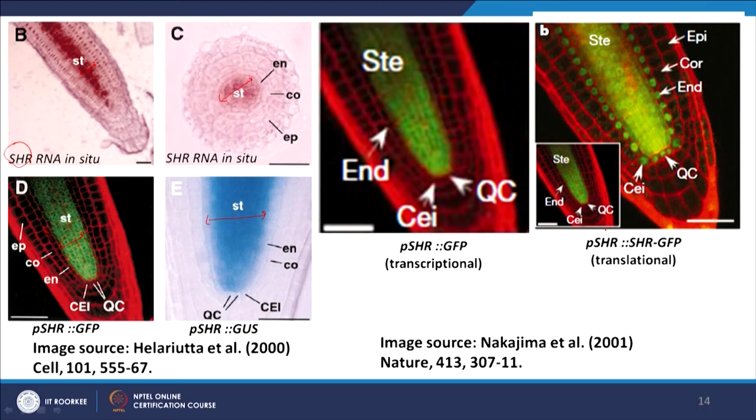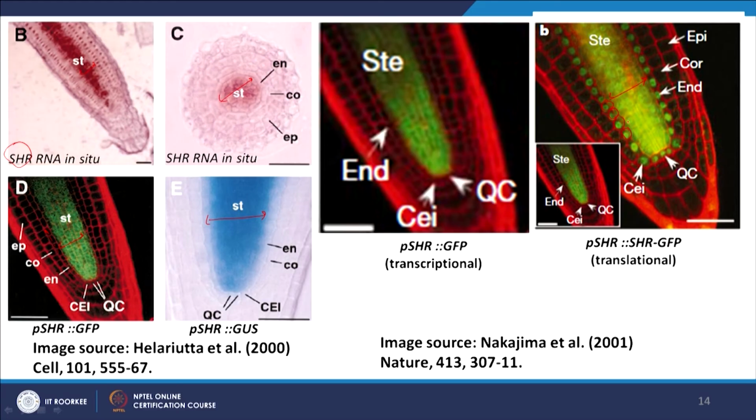But when you make a translational fusion where you are using the same Short Root promoter, but now the Short Root protein has been translationally fused with GFP, what you observe is that apart from the expression domain in the vascular tissue, the protein is also present in the endodermis, and in the endodermis it is localized to the nucleus. This has a lot of importance. Maybe in some of the future classes we will discuss the functional significance of this. So, how is this possible?